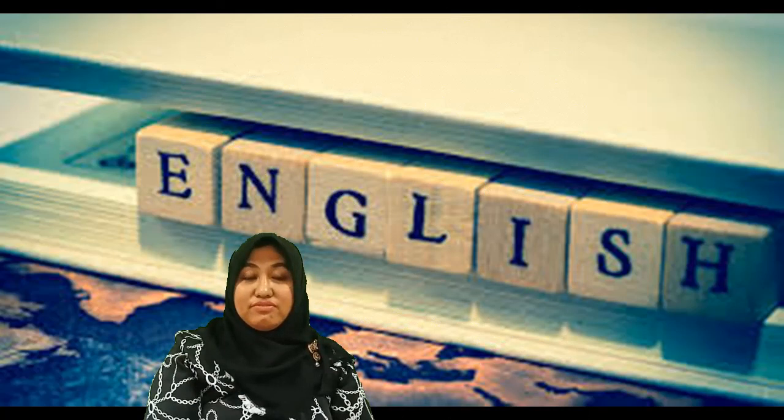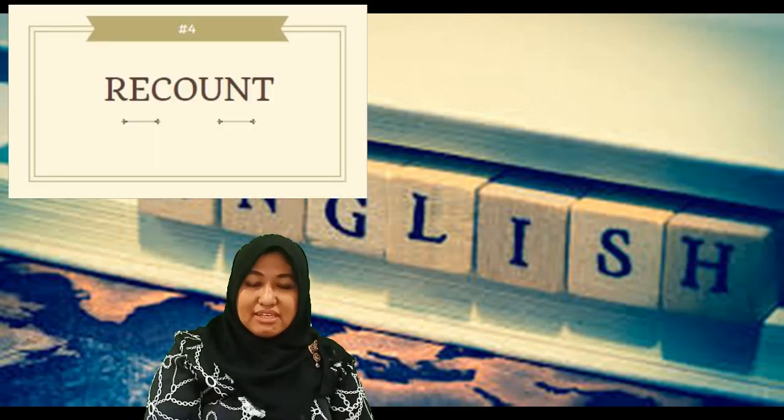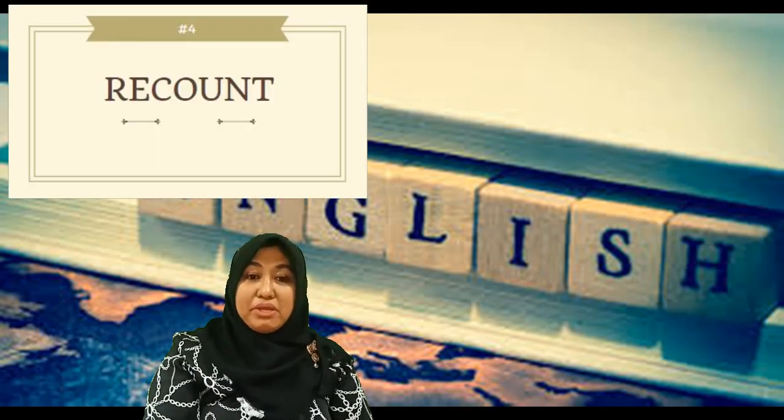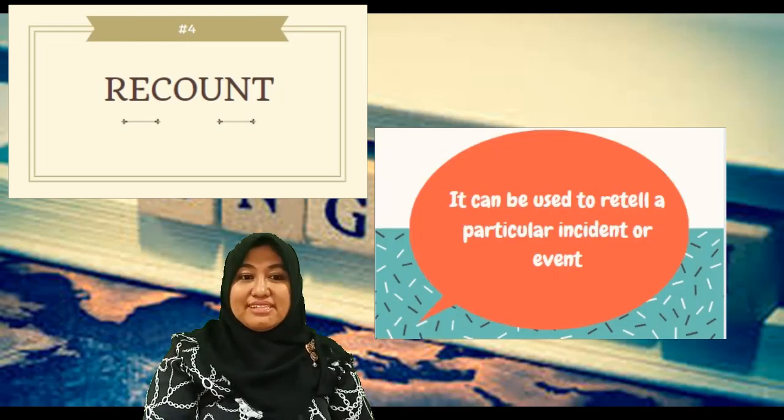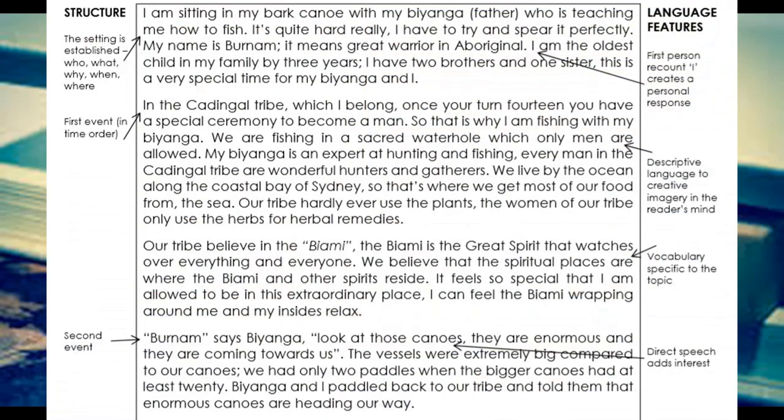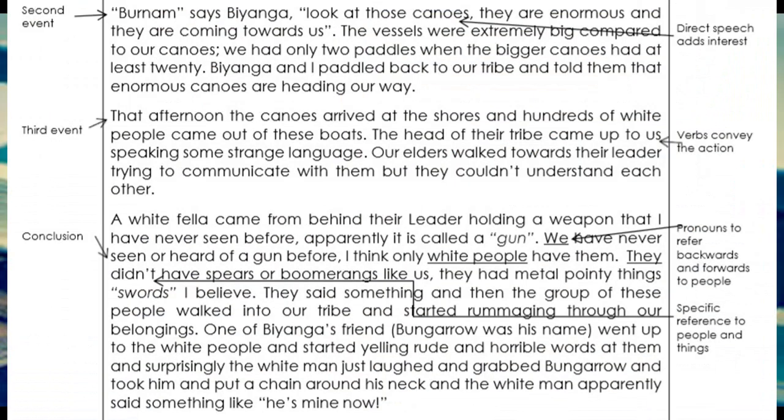Another example of informative text is recount. Recount is where we recount our experience or someone else's. This text can be used to retell a particular incident or event. Setting is the first sequence in recount text structure, telling about who, where, when, why of the events. Second is events in the time order, from the first to the last. Next is the conclusion section for the concluding statement or the ending.